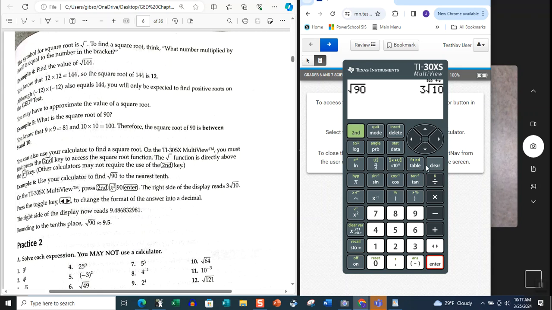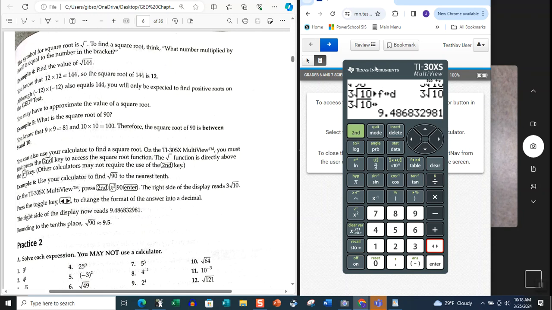So let's see, where is the toggle button? The only toggle button that I see here is the one that's above table. So I'm thinking that they're telling you to press second, then table, then enter. Oh, it still gave you the same thing. So I got to find this toggle button. Just give me 1 second. All right, I see the toggle button down here by the 3. So we'll press this toggle button here, and that will give us our decimal answer.